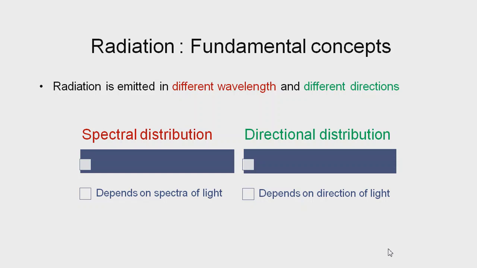Now, a fundamental concept of radiation is that radiation is emitted in different wavelengths and different directions. If we are considering the spectral distribution, then that will depend on the spectra of the light, that is, wavelength and frequency. But in case of directional distribution, it depends on the direction of light.